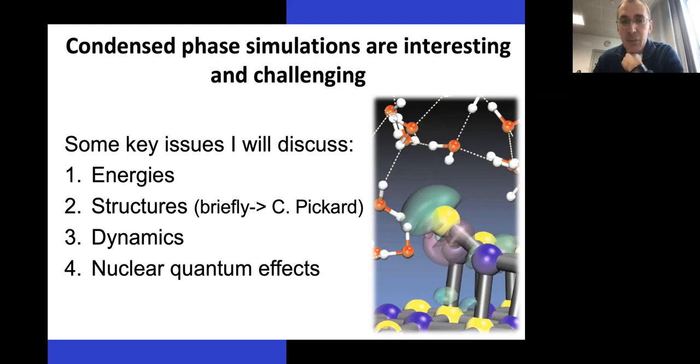Another point that can be relevant is that usually if you do an electronic structure simulation, you treat the electrons quantum mechanically, but the nuclei classically. There can be a number of occasions where this approximate treatment of the nuclei is not adequate, and you need to consider the quantum nuclear effects. I'll show some examples at the very end about when those issues can be important.